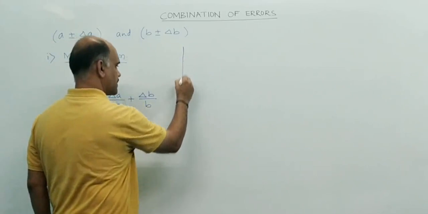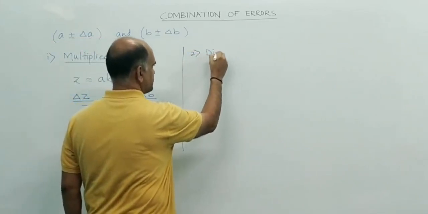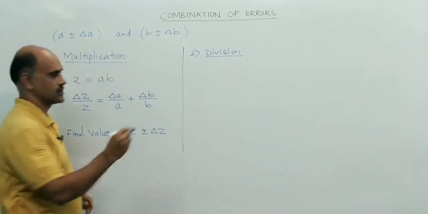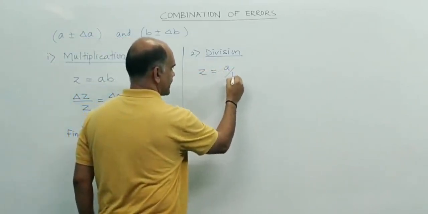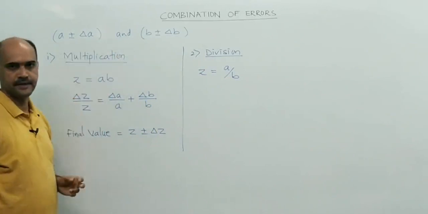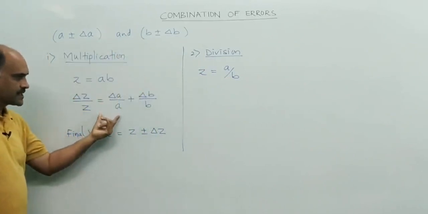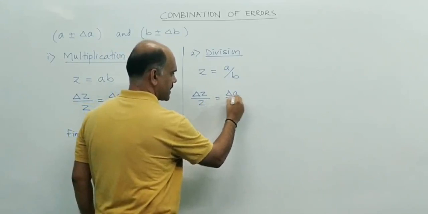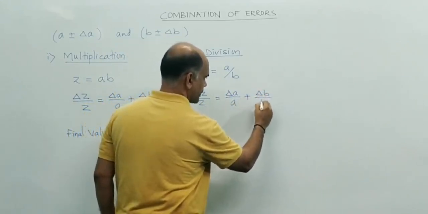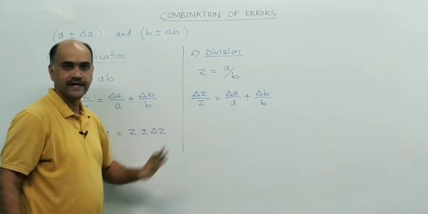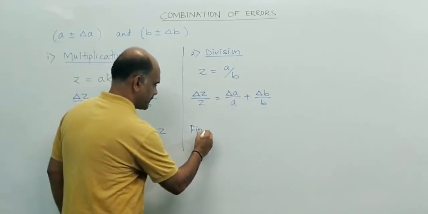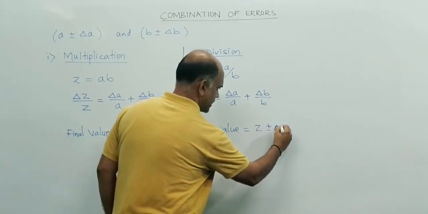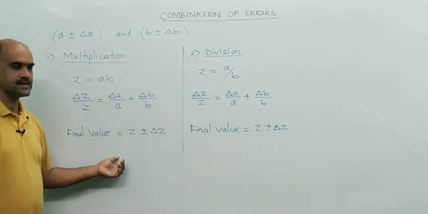Similarly, in division, again first Z is the division of two terms, so Z is equal to A divided by B. The error in Z is again given by the same formula, that is delta Z by Z is equal to delta A by A plus delta B by B. Substituting all the values we find delta Z, then the final value will be Z plus or minus delta Z.